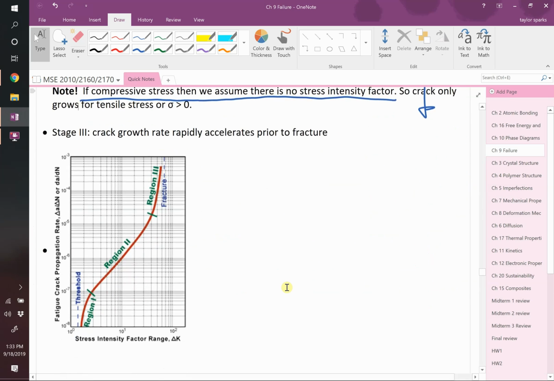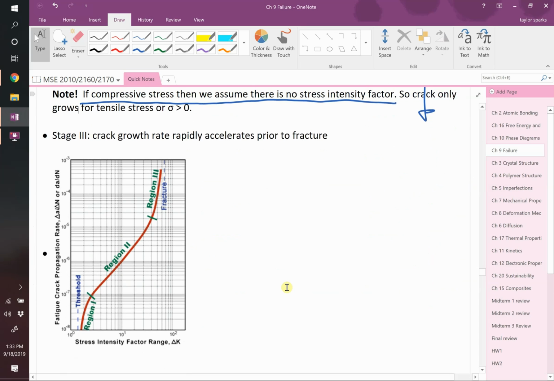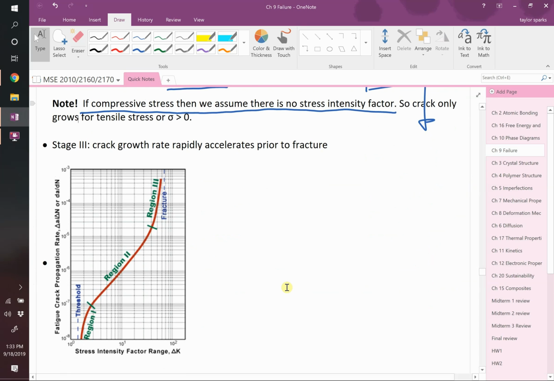When you do this, what you'll notice, this is your fatigue crack propagation rate. So this is delta A over delta N, that's dA/dN. They're plotting dA/dN on this plot, and it's in a log scale against the stress intensity factor range, delta K. And in this region 2, you get nice linear behavior, which is what we want. That means we can actually model it, okay?